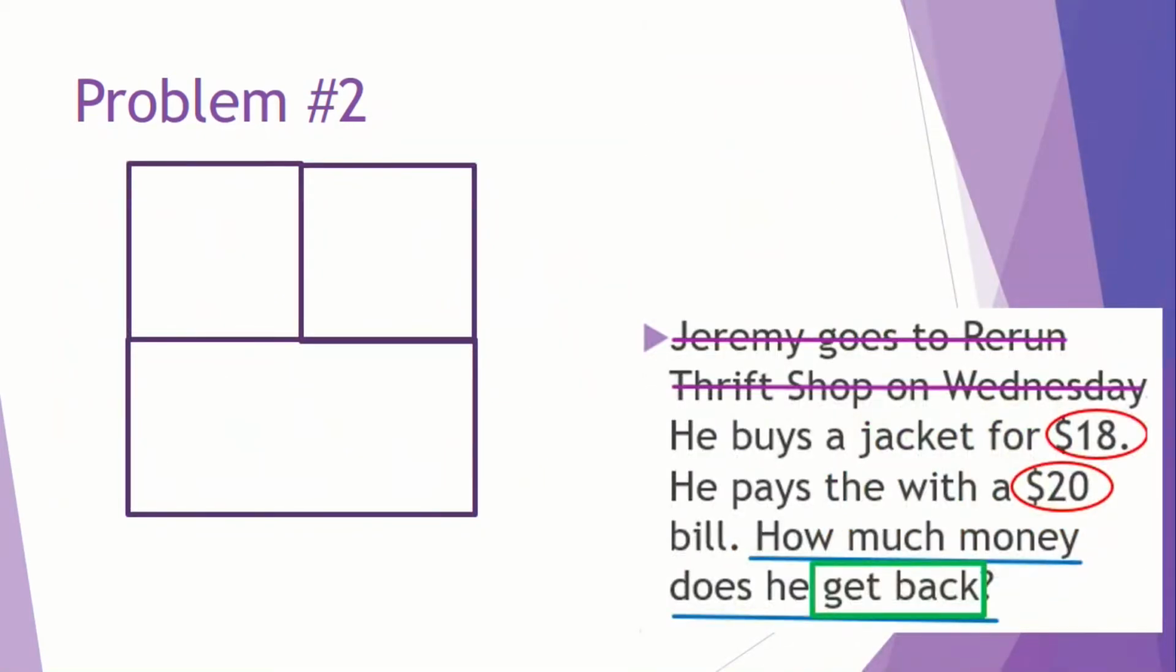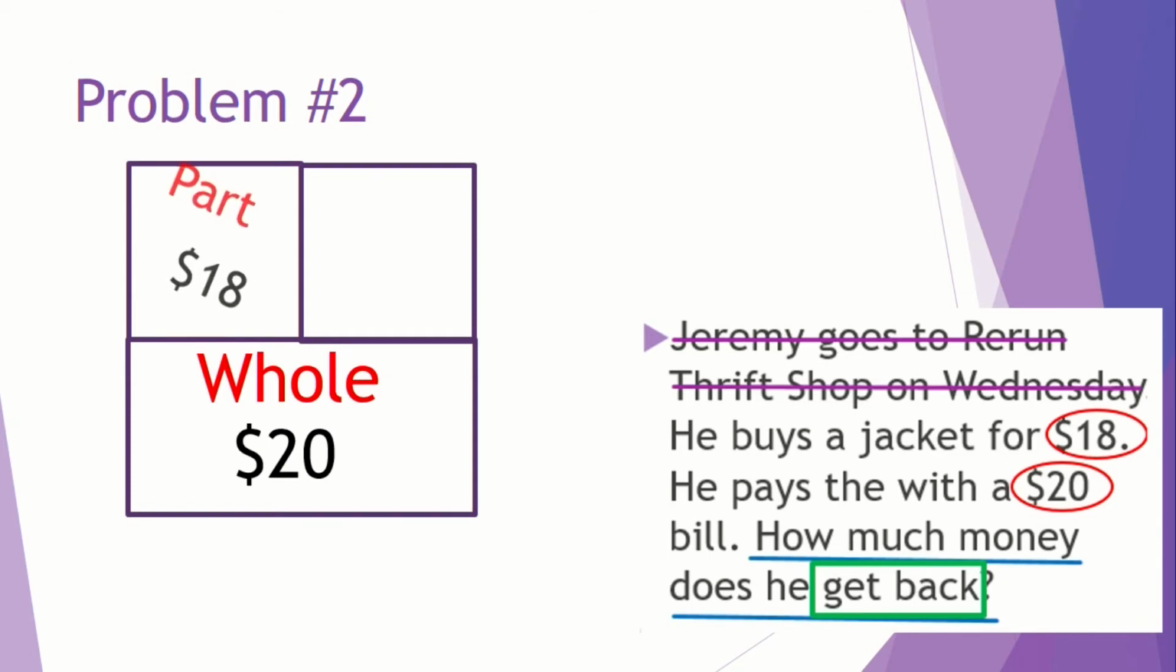So we have a part-whole model again, if you want to draw that on your scrap paper. This time, we know the whole. The whole amount is $20. Jeremy only has $20 to pay, so we can't go higher than the $20. And then we know one part is the price of the jacket, which was $18. But we do not know the other part, and that's what we're going to try to figure out.